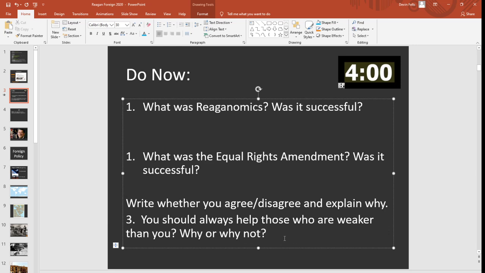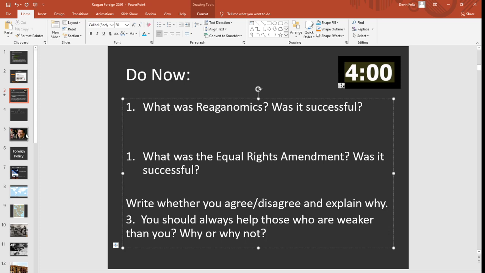Number three, you should always help those who are weaker than you. Why or why not? Think about that. Are we always 100% strong 100% of the time? Do you ever need help from anybody else? What about other people? Do they ever need help from you? So what do you think? Should we always help those who are weaker than you? Why or why not?